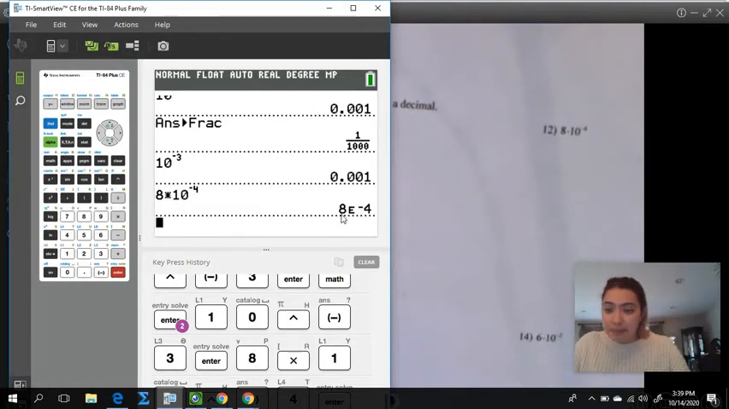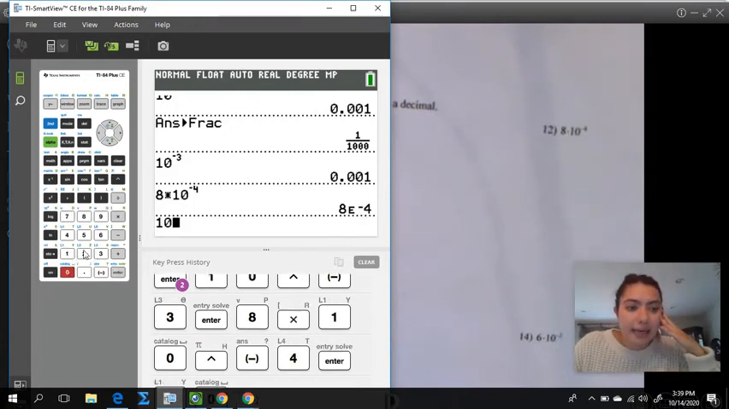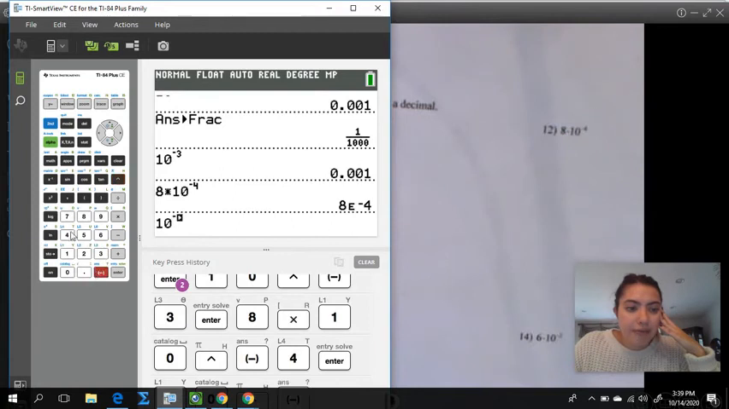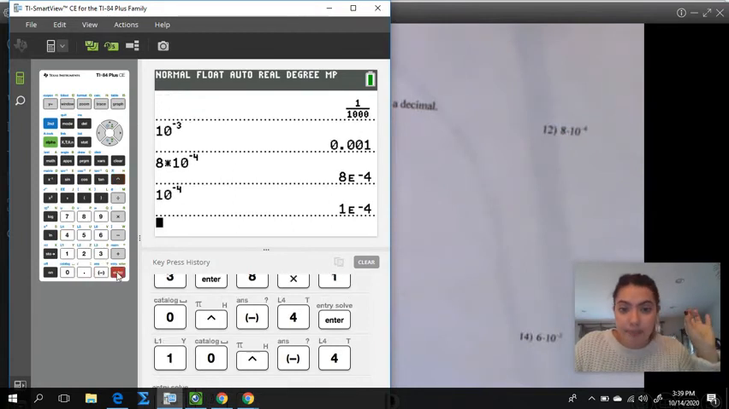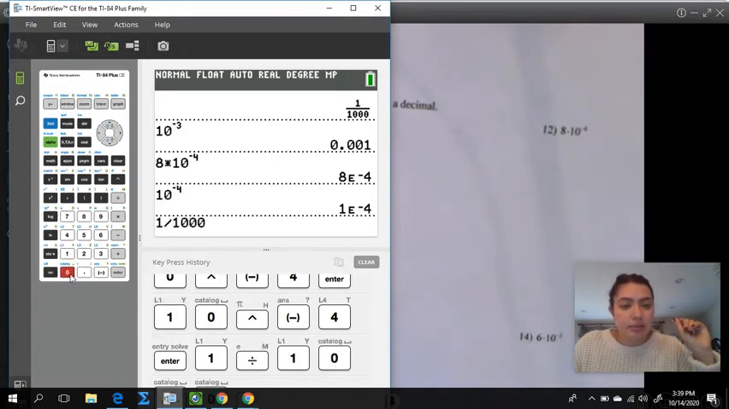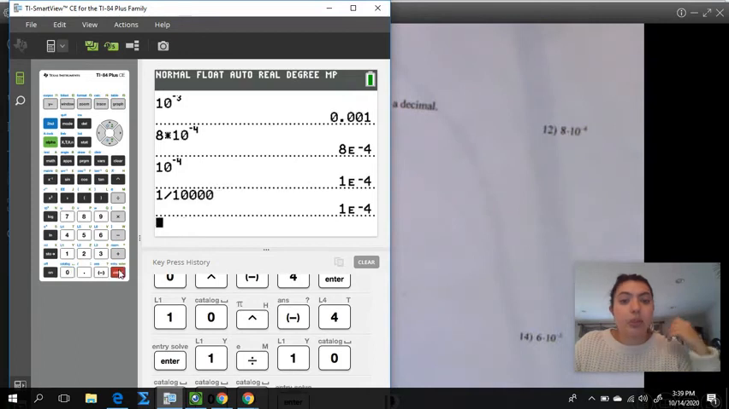So if it shows up like this in our calculator, that means we're going to have to do a 2-step process in order to find the decimal, because we don't want our answer to just be left like this. We're going to take 10 to the negative fourth power and hit enter, which we know is also the same as 1 divided by 10,000, which still shows up as 1 e to the negative fourth.